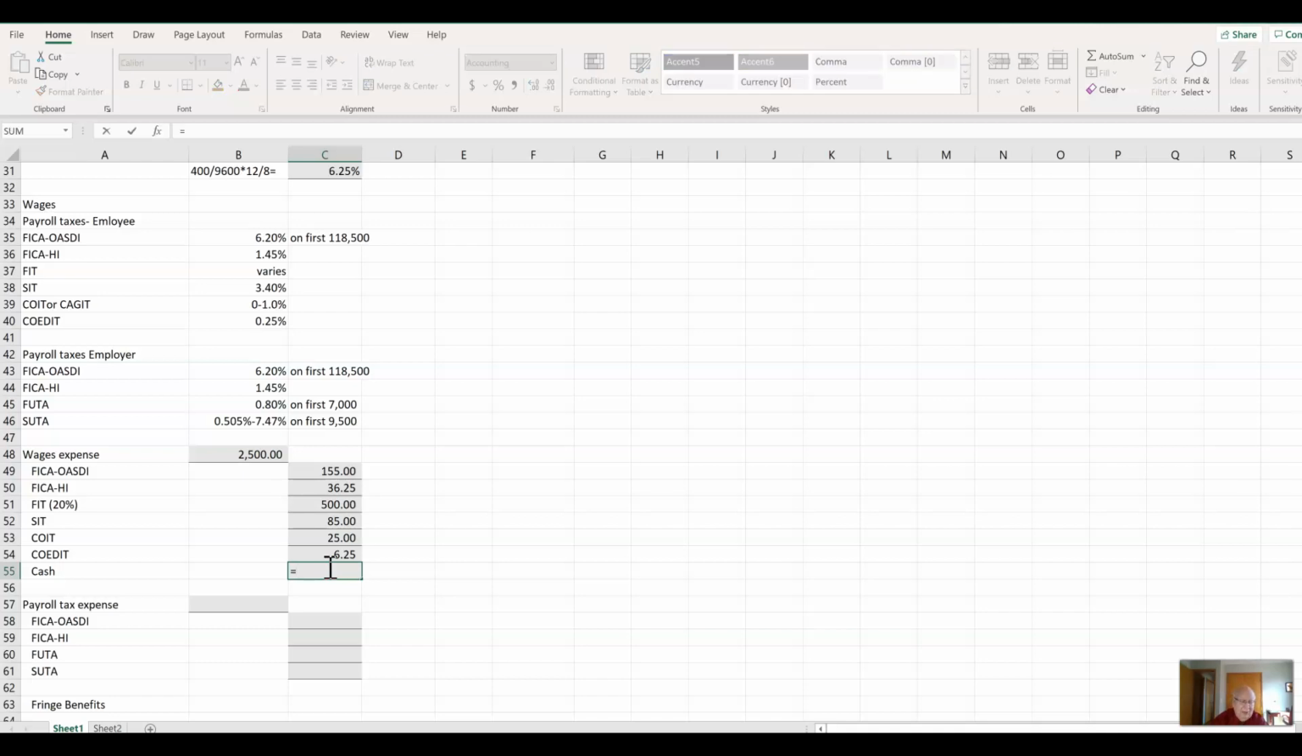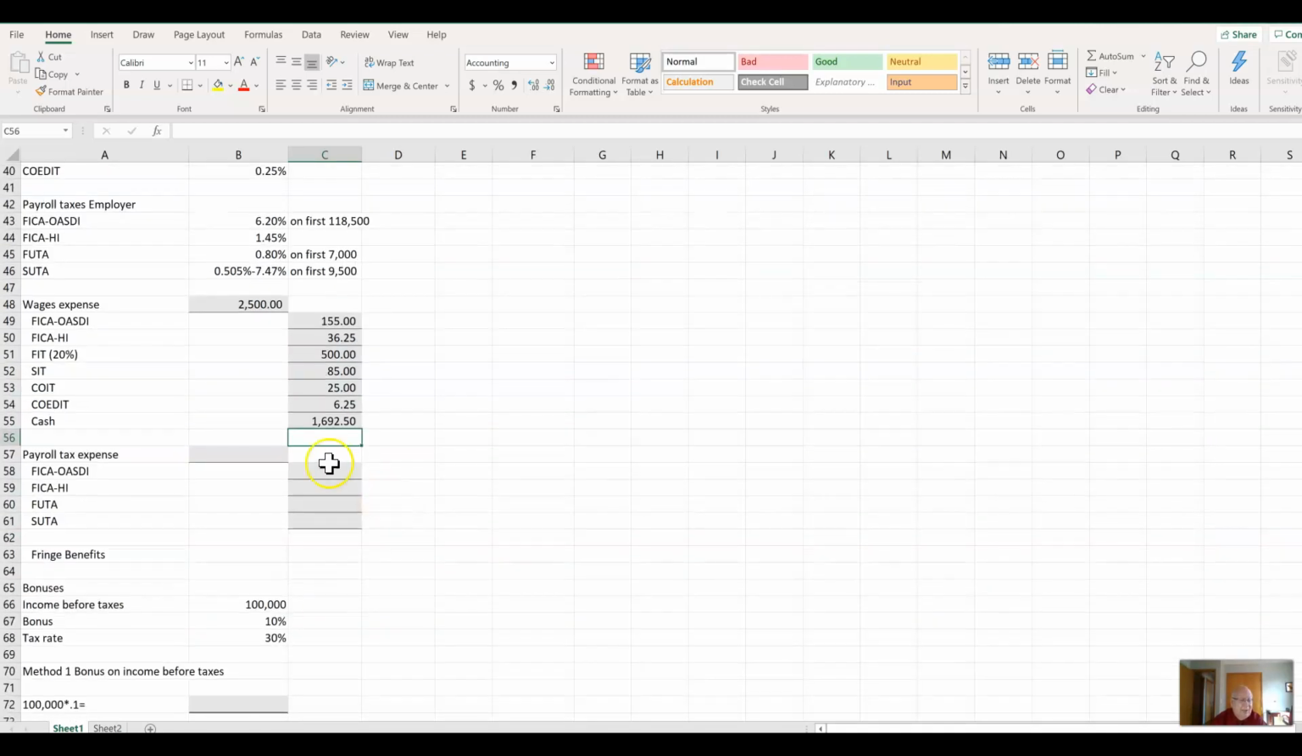And then the cash should be the difference. So you can do it equal. Take this amount minus the sum of all the taxes. So you get $1,692.50. Okay. Then the payroll tax expense, I leave that blank to start with because you have to.